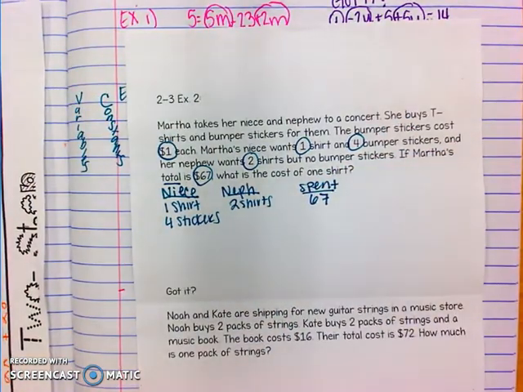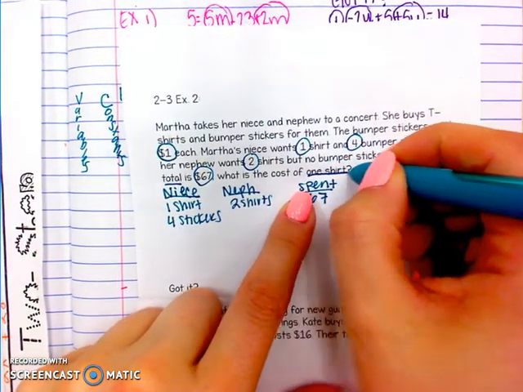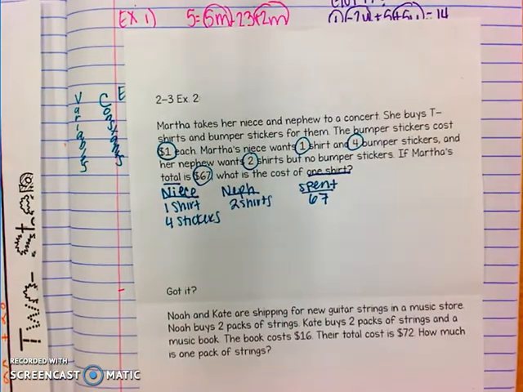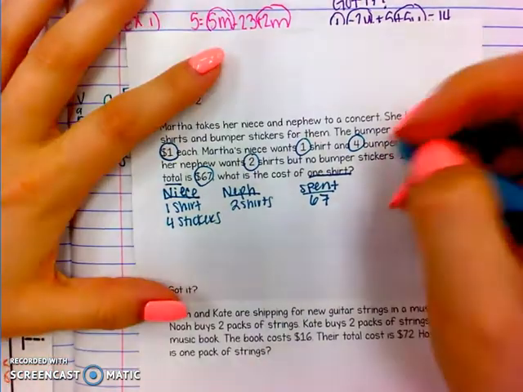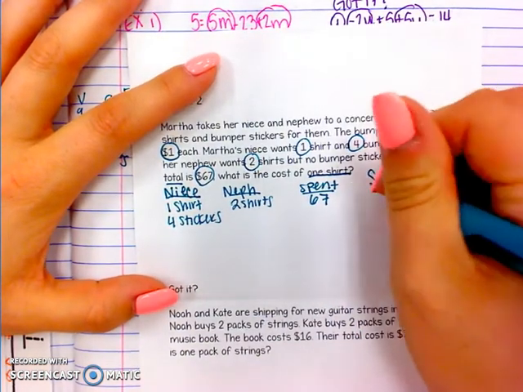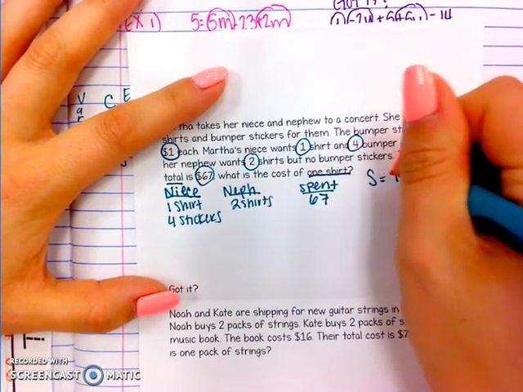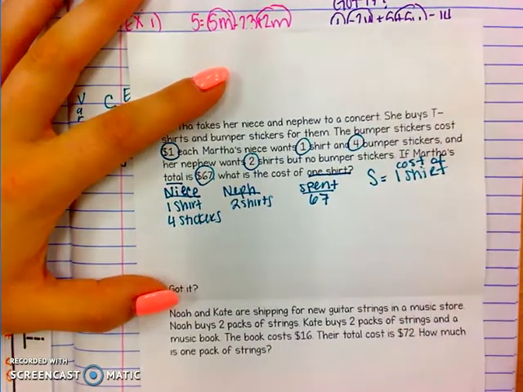Okay? Now we're going to need to define a variable. The variable is always going to go back to your question. What does the question ask? 1 shirt. So probably what I would do is leave it as S for my shirt. So S is the cost of 1 shirt.